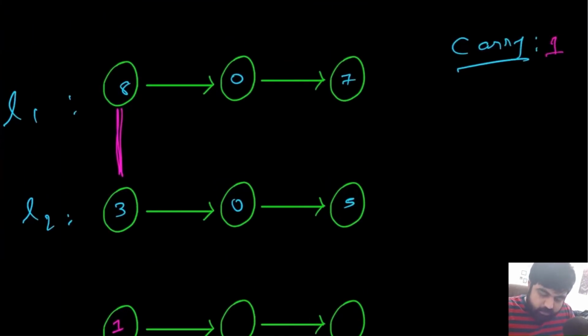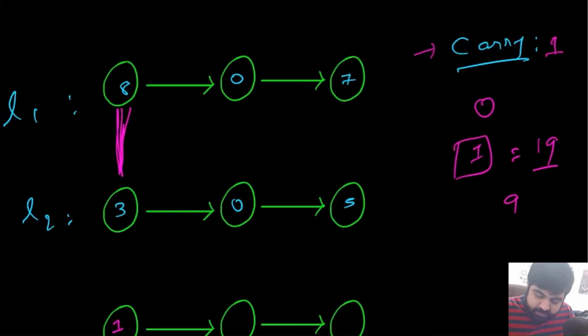Now carry can only have two values, either 0 or 1. Why? Because the maximum possible number we can get amongst two digits is always going to be 19. Why 19? Because the maximum two digits could be 9 plus 9, and we could have a previous carry that could be 1. So even if we sum all of these, it could only lead up to the value of 19. So there can only be two possibilities for the value of carry. I'm just letting you know these things.